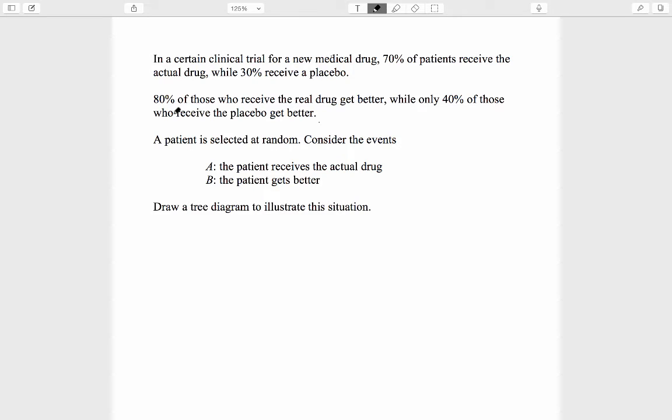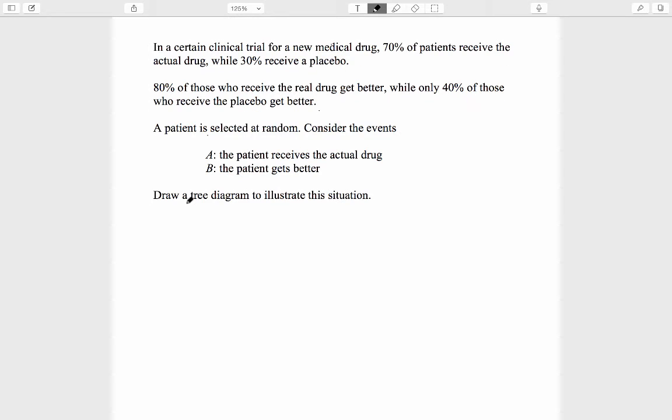We're given more information. We are told that 80% of those who receive the real drug get better, while 40% of those who receive the placebo get better. A patient is selected at random. Consider the events A, that the patient receives the actual drug, and B, that the patient gets better. Let's first draw a tree diagram to illustrate this situation. Now this is very important.